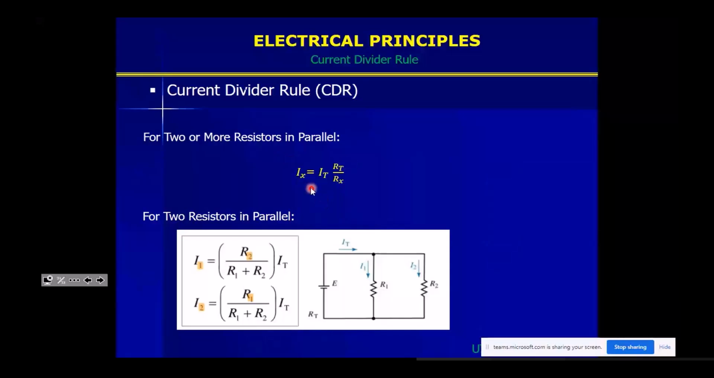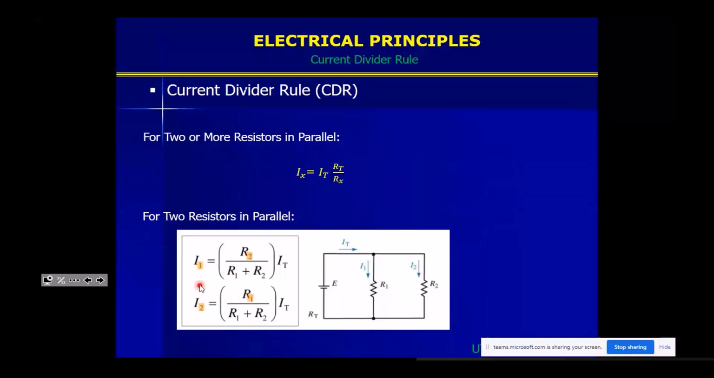You watch carefully. Ix equals It, the total current, multiplied by the total resistance in parallel, divided by the resistance of that resistor where the current is flowing. This is Ix, Rx. If this is I1, this must be R1. And we have the general formula for two resistors in parallel.